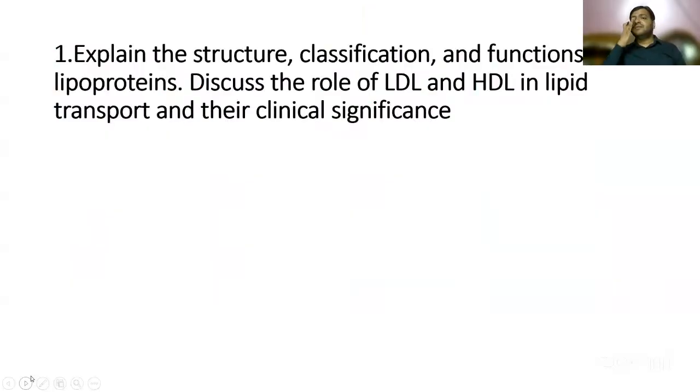Now, guys, let us start with the very first question. Explain the structure, classification, and functions of lipoproteins. Discuss the role of LDL and HDL in lipid transport and their clinical significance.